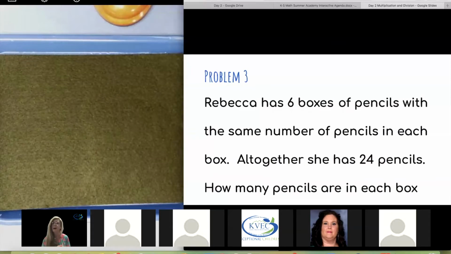Rebecca has 6 boxes of pencils with the same number of pencils in each box. And altogether, she has 24 pencils. So how many pencils are in each box? In this case, we know the number of groups, correct? And we know how many altogether. So what are we trying to find out in this problem? The number in each box or each group. The number in each group, right.